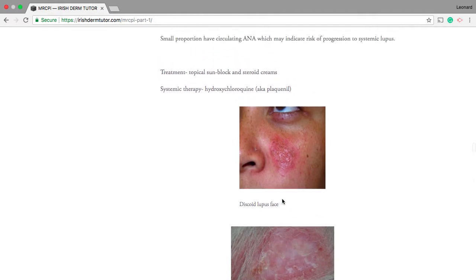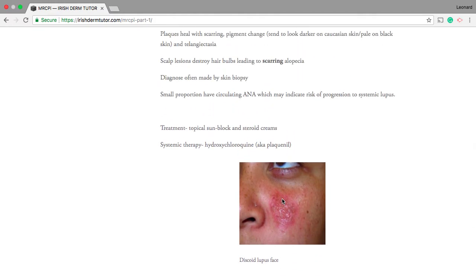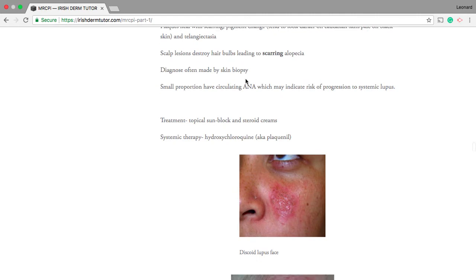The diagnosis is often made by skin biopsy, and only a small proportion actually have circulating ANA, and this may indicate a risk of progression to systemic lupus. Treatment is with topical sunblock, and it's very important to stress the importance of sun protection and also topical steroid creams. The first line systemic agent tends to be the antimalarial hydroxychloroquine, which is also known as Plaquenil.